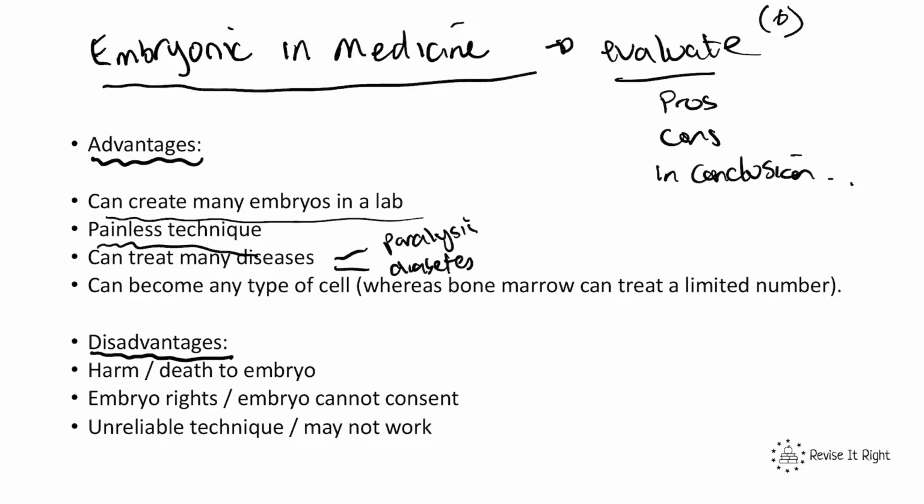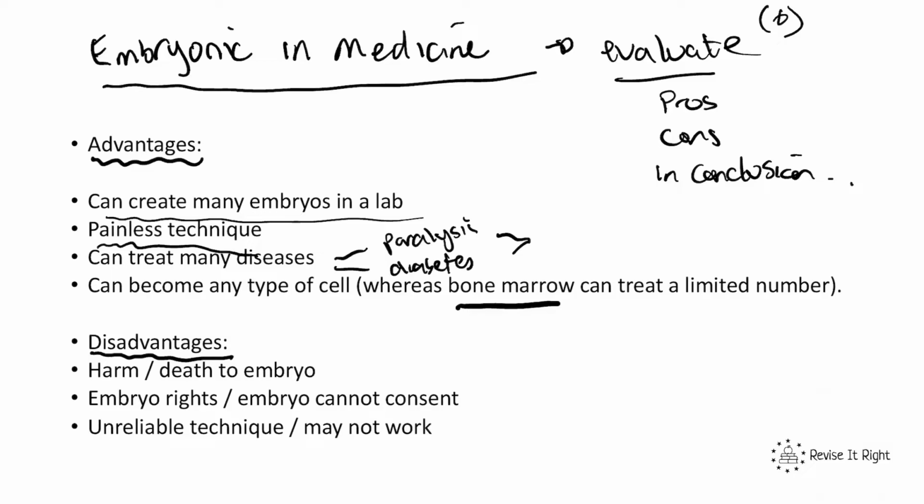Hopefully in the future, really the idea is that these can be used to treat many more different types of disease. So that's a massive advantage. And comparing them to an adult stem cell, they can become any type of cell. Whereas, remember, the ones in the bone marrow can only treat a certain amount of diseases and can only differentiate into a certain type of cell. So they're the advantages of using embryonic stem cells in medicine.